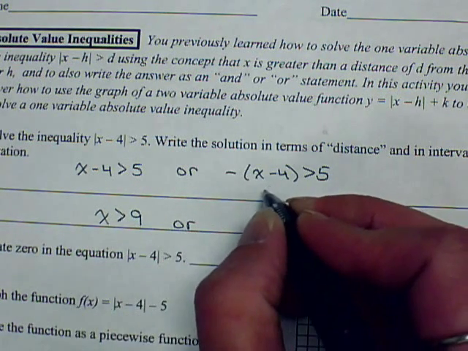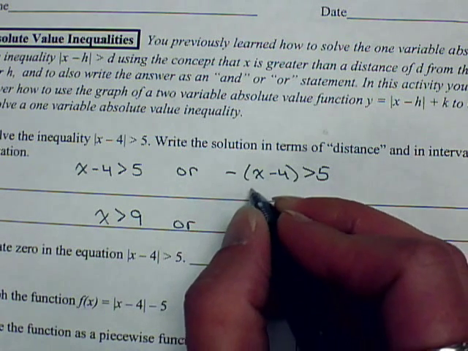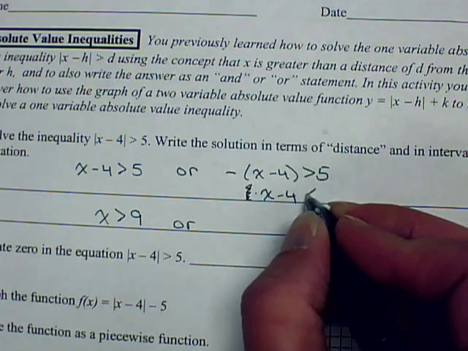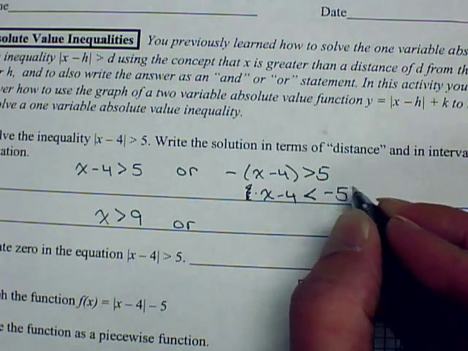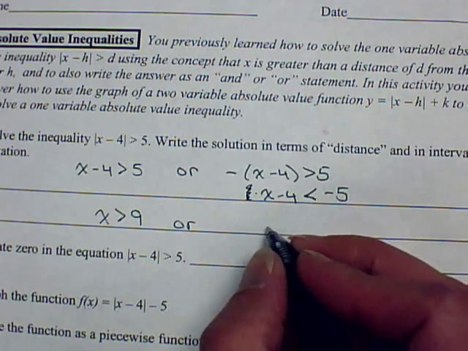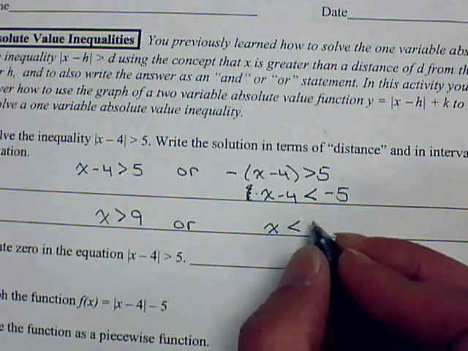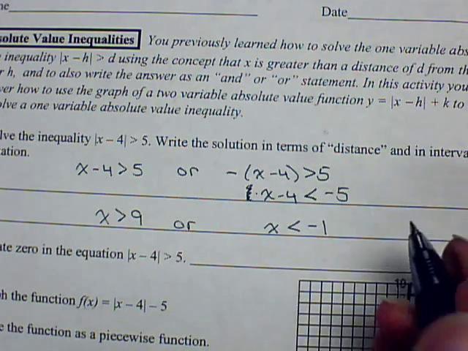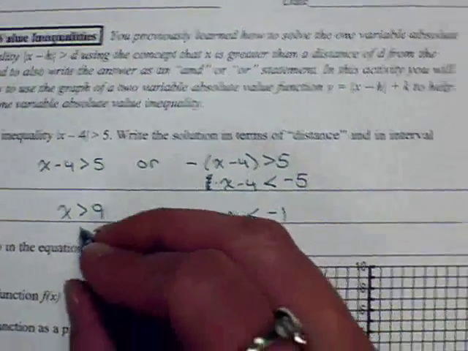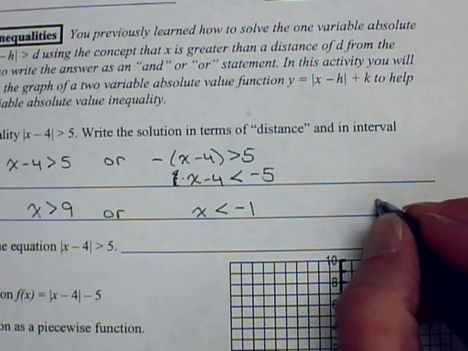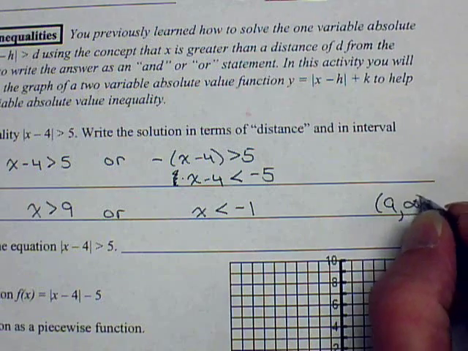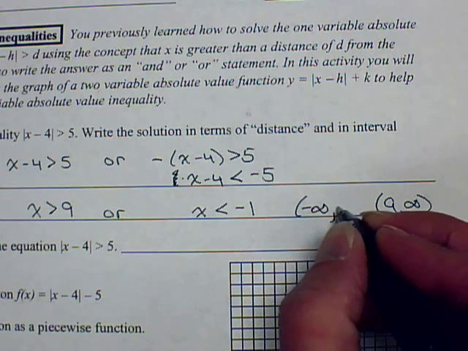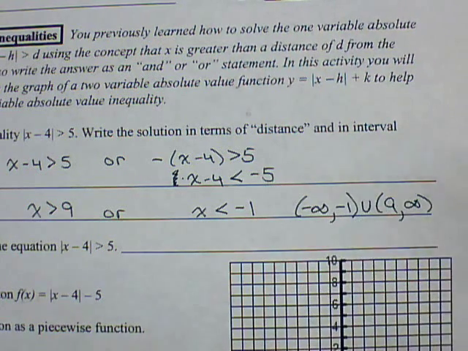Or over here, I multiply both sides by negative 1. That gives me positive x minus 4 less than negative 5. Don't forget to switch your symbol. x is less than, when I add 4, I get negative 1. And it says to make sure you write this in interval notation as well. I know how to write x is greater than 9 in interval notation: 9 to infinity. x is less than negative 1 means negative infinity to negative 1. And we're going to union those.